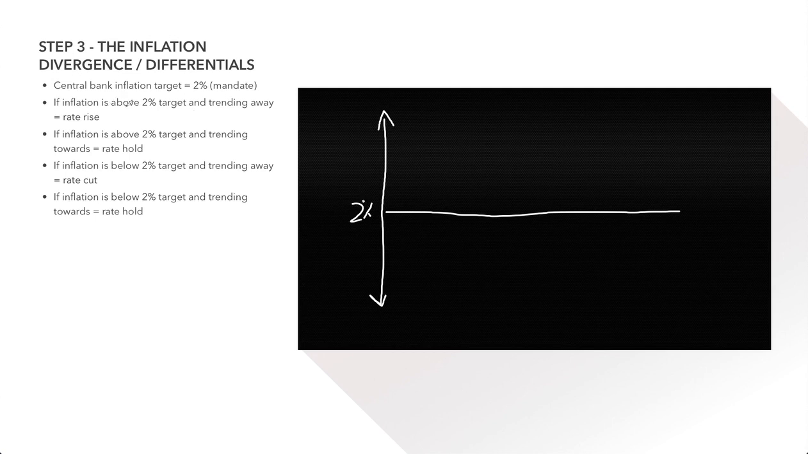Now, if inflation is above the 2% target and trending away from their 2% target, you will have a rate rise, a rate hike. And if you have inflation that is above the 2% target but trending towards their target, they generally will hold rates. Central banks don't like to really mess with interest rates, because hiking and cutting rates can have positive effects on the economy, but it can also have negative effects if they get it wrong, if they hike too much or cut too much, because of borrowing and lending, spending, etc.